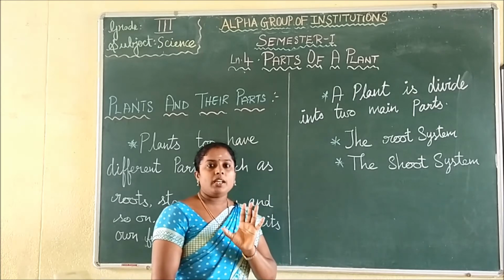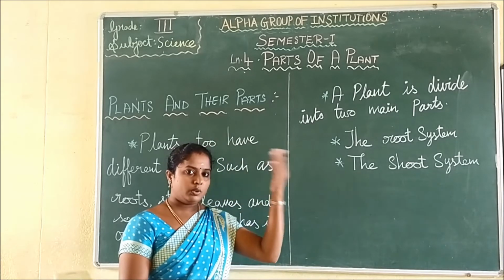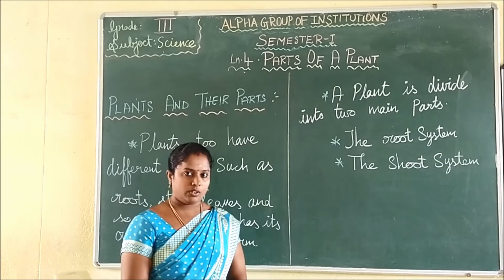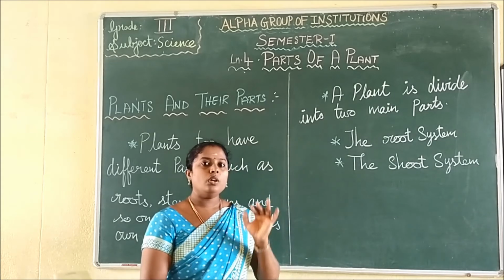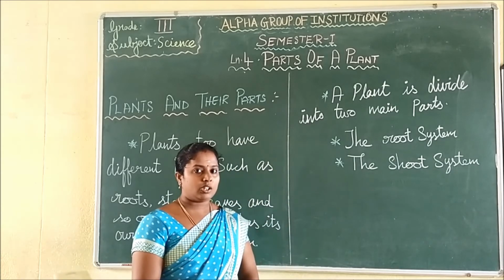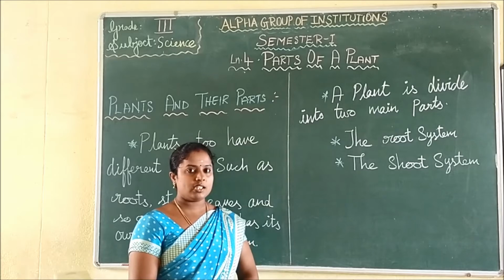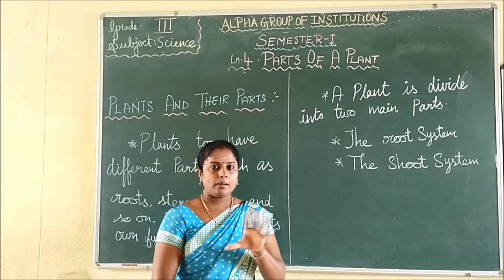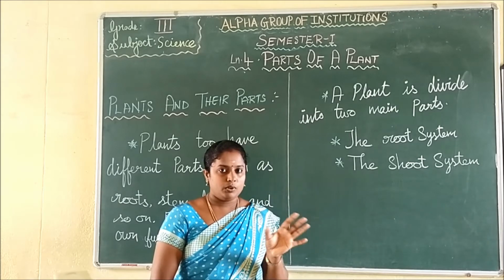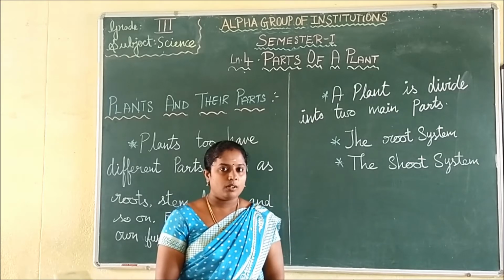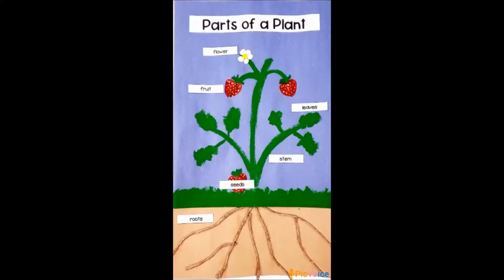So the plant has 2 parts, above the ground and below the ground, right? That means the plant is divided into above the ground and below the ground. So above the ground, what can we see? I'll show you some pictures of what we can see above the ground and what things we can see below the ground. Children, now we are going to see some parts of the plant. Shall we see it?